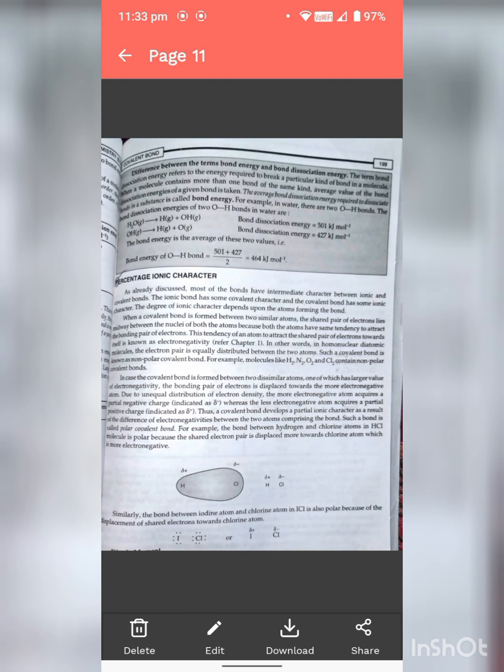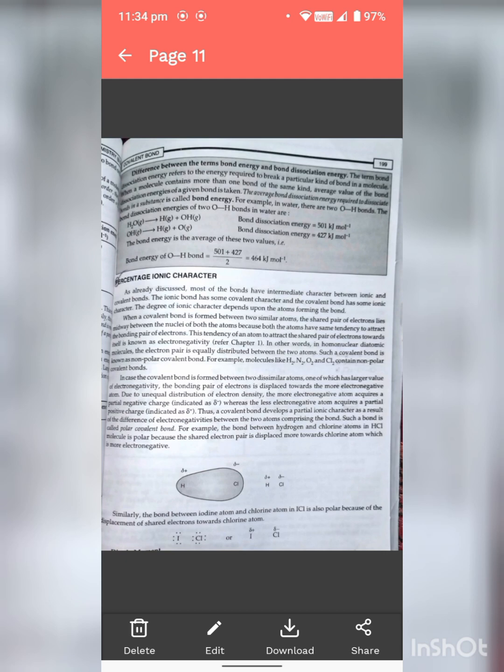Percentage ionic character. As already discussed, most of the bonds have intermediate character between ionic and covalent bonds. The ionic bond has some covalent character and the covalent bond has some ionic character. The degree of ionic character depends upon the atoms forming the bond. When a covalent bond is formed between two similar atoms, the shared pair of electrons lies midway between the nuclei of both the atoms because both the atoms have the same tendency to attract the bonding pair of electrons.